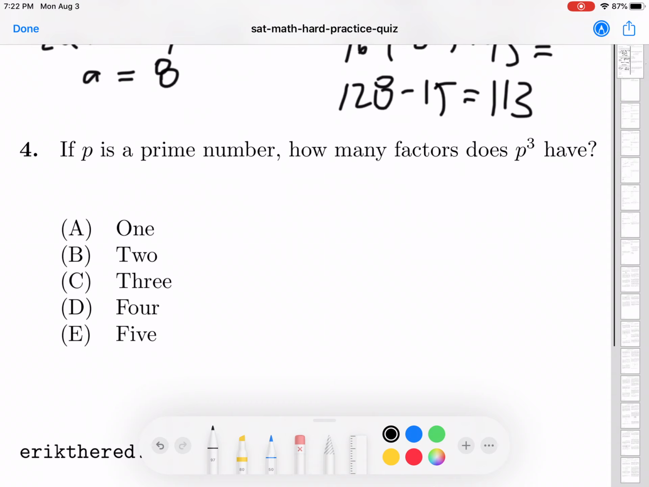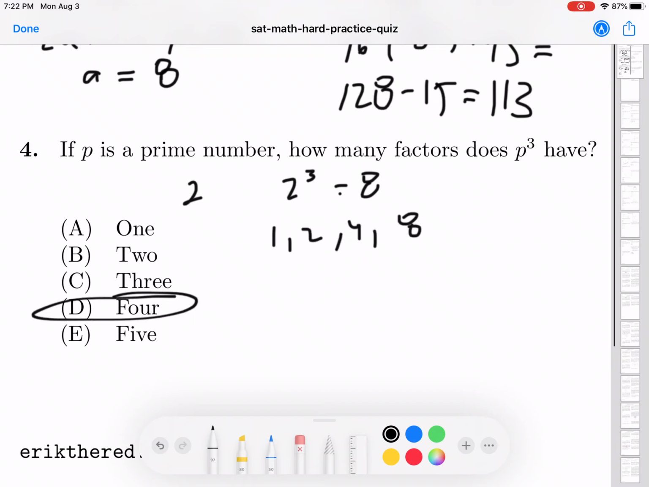If p is a prime number, how many factors does p cubed have? So we can choose any prime number we want to do this. So if we choose 2, we want to see how many factors 2 cubed has. That's 1, 2, 4, 8. This works for any prime number you're going to choose. So for p and p cubed, the factors are going to be 1, p, p squared, p cubed, which is 4.